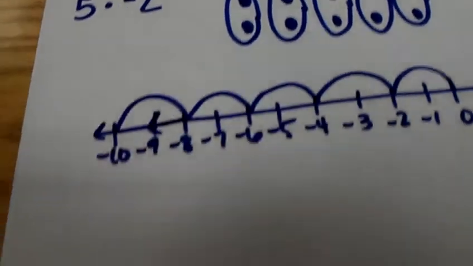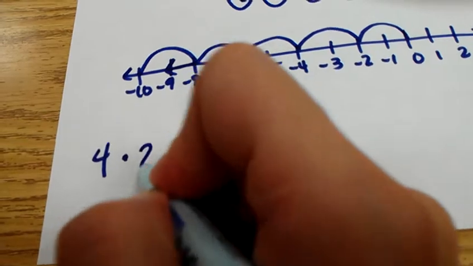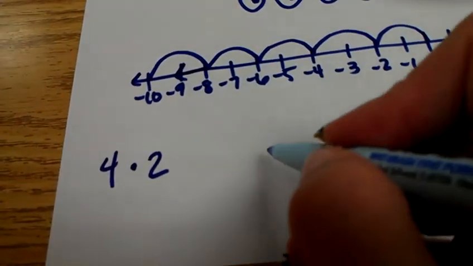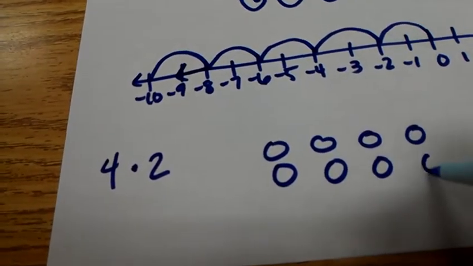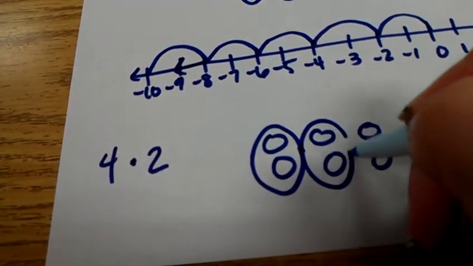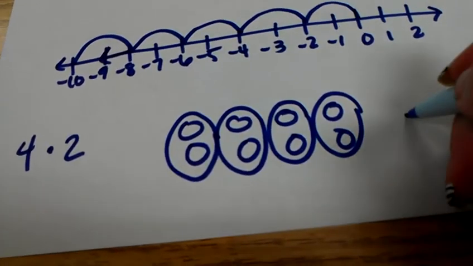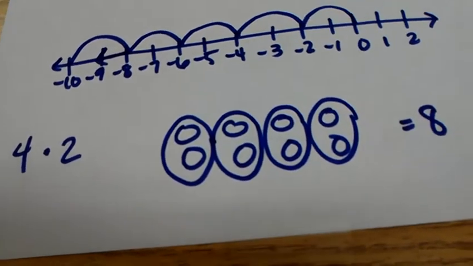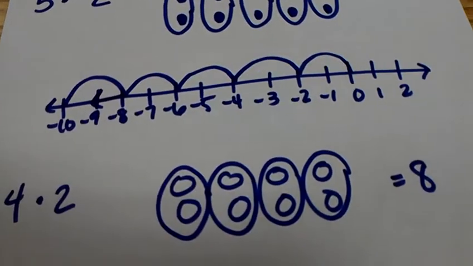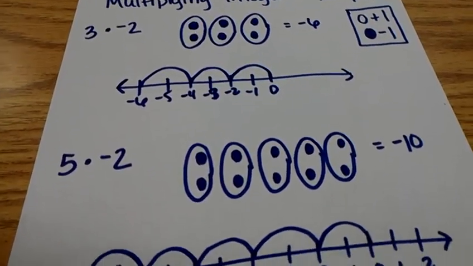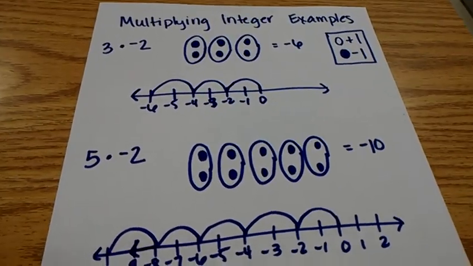If I had done an example, well, here, I'll just do it real quick. 4 times 2. 4 groups of +2. Well, 1 group, 2 groups, 3 groups, 4 groups. My answer is positive, so all of my chips are positive, and the answer is a +8. So make sure that they don't throw you off by putting positive and negative chips in the same group, because they need to be the same color. Sometimes they do that. And there is multiplying integers.